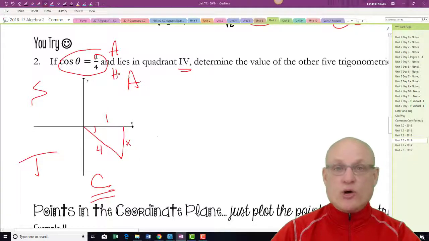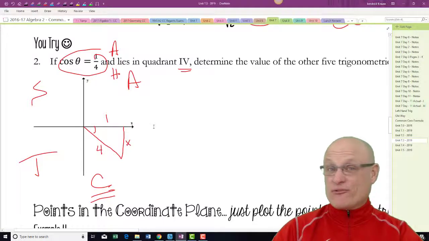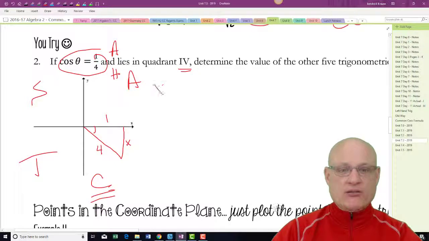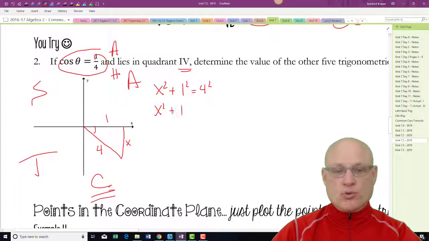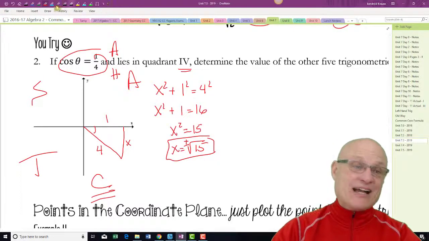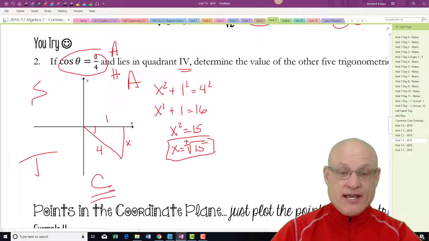I just don't know this side, and it's not one of the ones I'm really familiar with. So I'm going to have to do the Pythagorean theorem to find it. X squared plus 1 squared equals 4 squared. That's x squared plus 1 equals 16. X squared equals 15. And x equals the square root of 15. Now, be careful. Remember, it's plus or minus, right? We have to decide what it's going to be. The negative is just direction. And if I'm in this quadrant and I'm going down, isn't that going to be negative square root of 15?